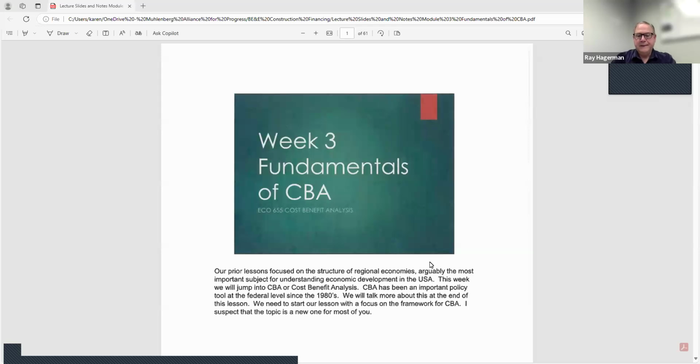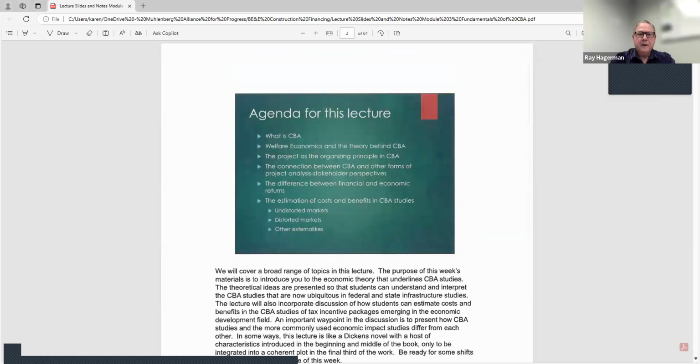So, without further ado, moving forward, as you know, the previous two modules really had to do with foundational concepts in economics, whereas this week is where we will definitely start talking about the fundamentals of CBA per se. So let's start with that. Let's go forward. Okay, here we go. So the agenda for this one is to talk a little bit about what is CBA, the welfare economics and the theory behind CBA.